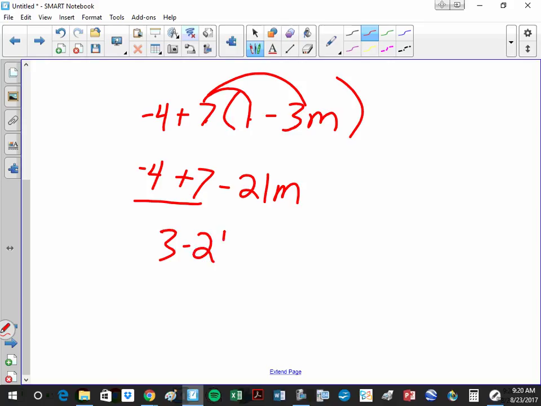3 minus 21m, and usually we would put the variables in order from highest exponents to lowest. They didn't on the answers for this worksheet, but if you wrote 21m plus 3, that would also be correct. It doesn't really matter, but if you see it either way, it's going to work. Okay, number 29 will be the last one we do together.